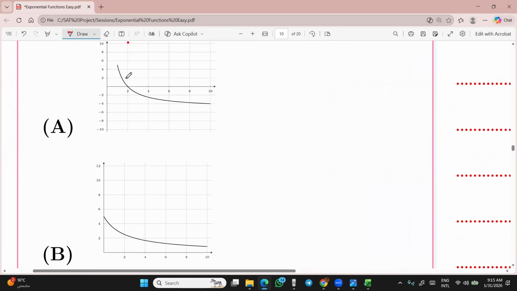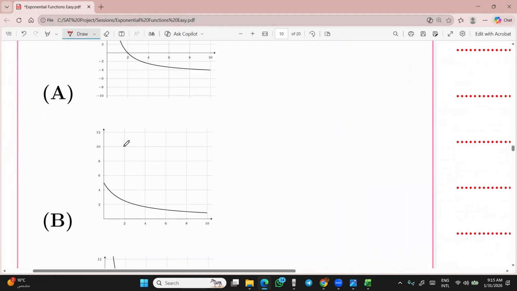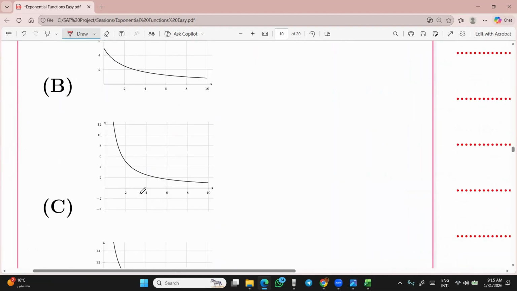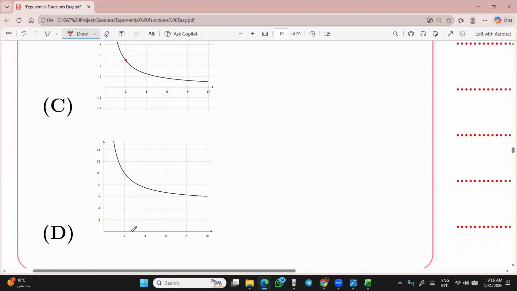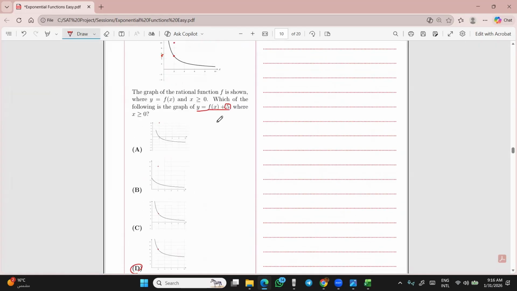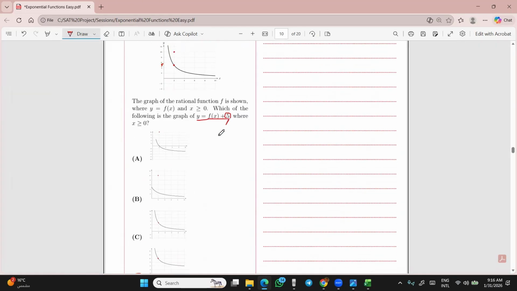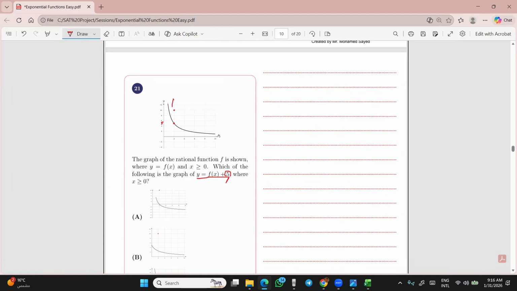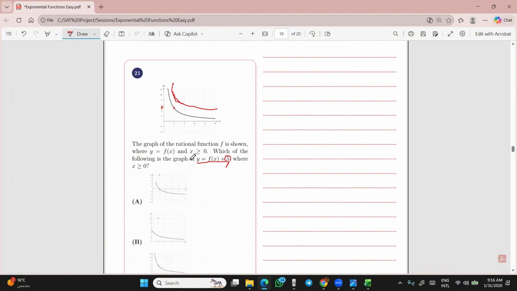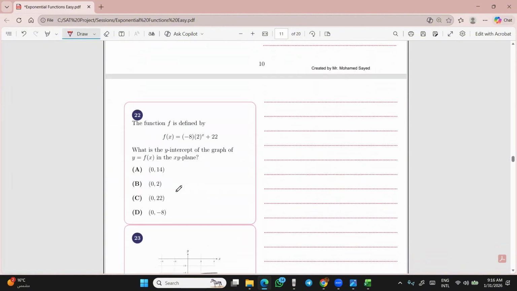2 and 10 is here, not in the graph. 2 and 10 is here, it's not on the graph. 2 and 10 is not here also, this is 2 and 5. But here, 2 and 10 is on this graph, which means this one is the movement 5 steps up. This is why we have to choose letter B, the correct graph here, after the movement of 5 steps up. So we can also consider moving the graph itself 5 steps up to be something like this. It's above the original graph, which is letter B.